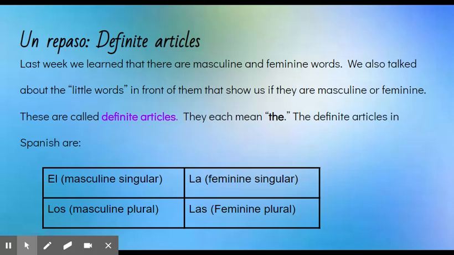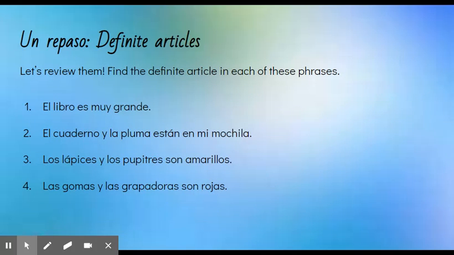We saw these the other day. They were pretty easy to work with. We know that if an object has el or los in front of it, that it is masculine, and la and las in front of it, that it is feminine. Let's see if you can spot the definite articles in these sentences. Pause the video to give yourself extra time.